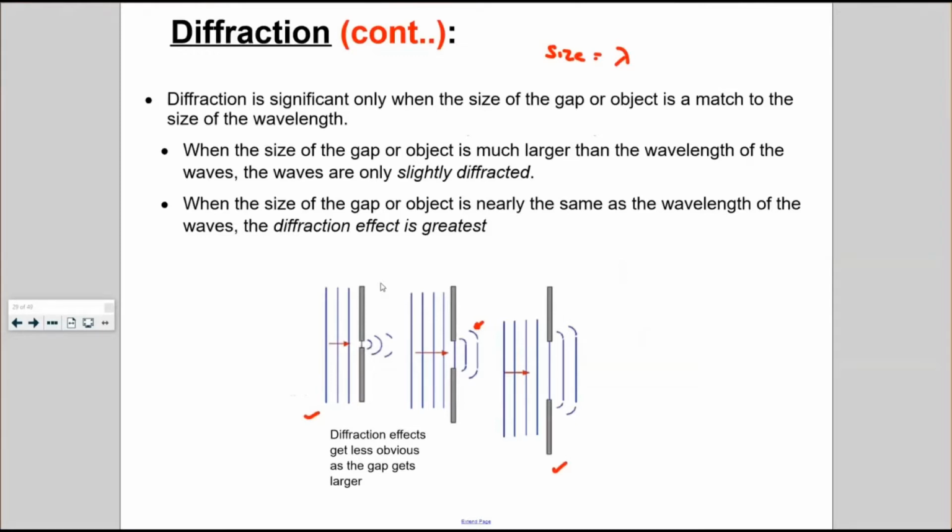So as we decrease the size of the gap, or the object is nearly the same as the wavelength of the wave, the diffraction effect is greater. So as we decrease the size of the object or the gap, the diffraction increases, right? So this is one of the properties of diffraction.